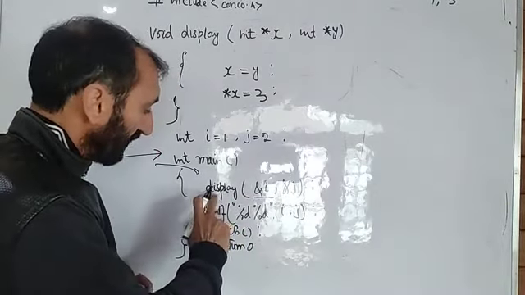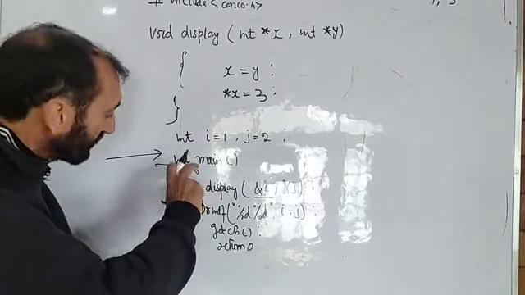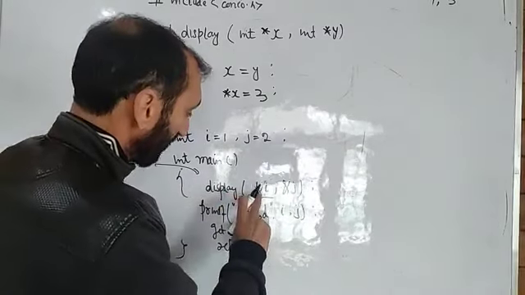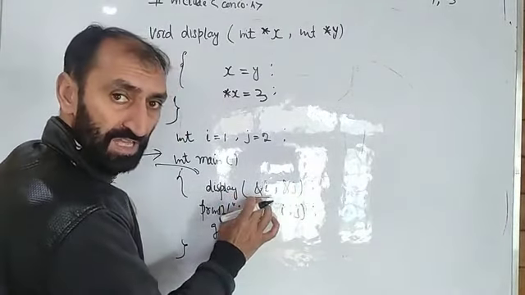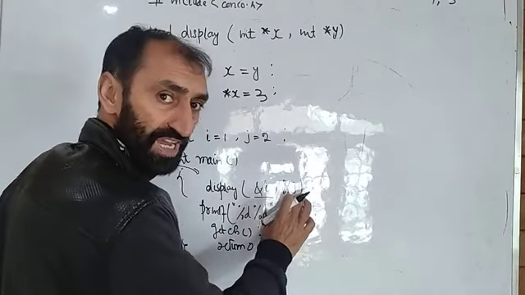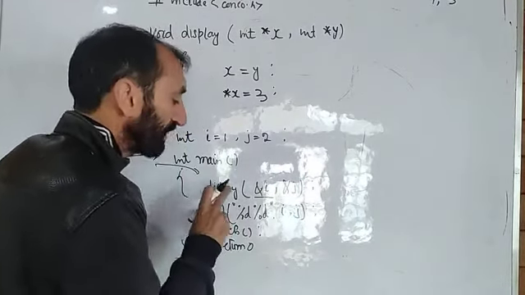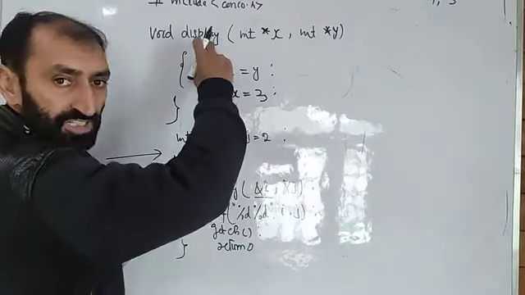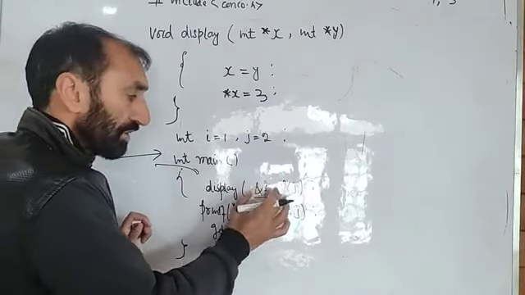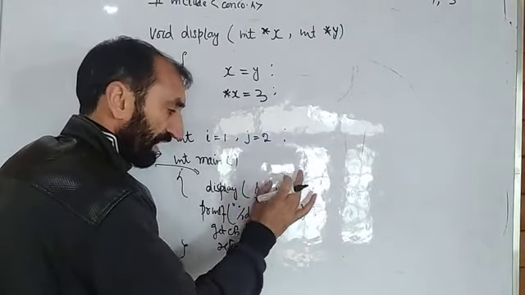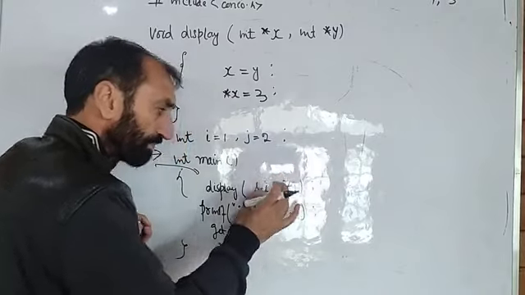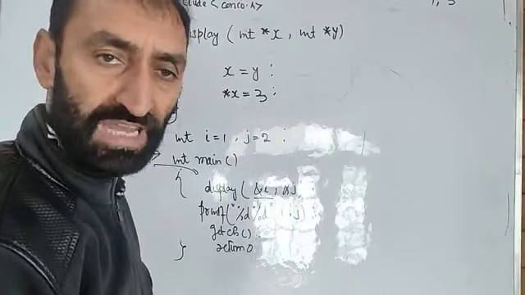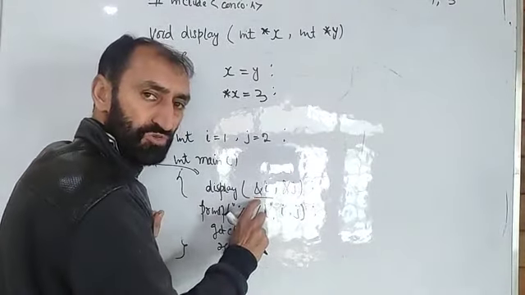In the function call, display has been called by this main function by passing arguments. What is going to be passed here is the address of I and the address of J. Here, the main function is passing the address of I and the address of J to the display function. So here, we can say the concept of pass by reference has been used.